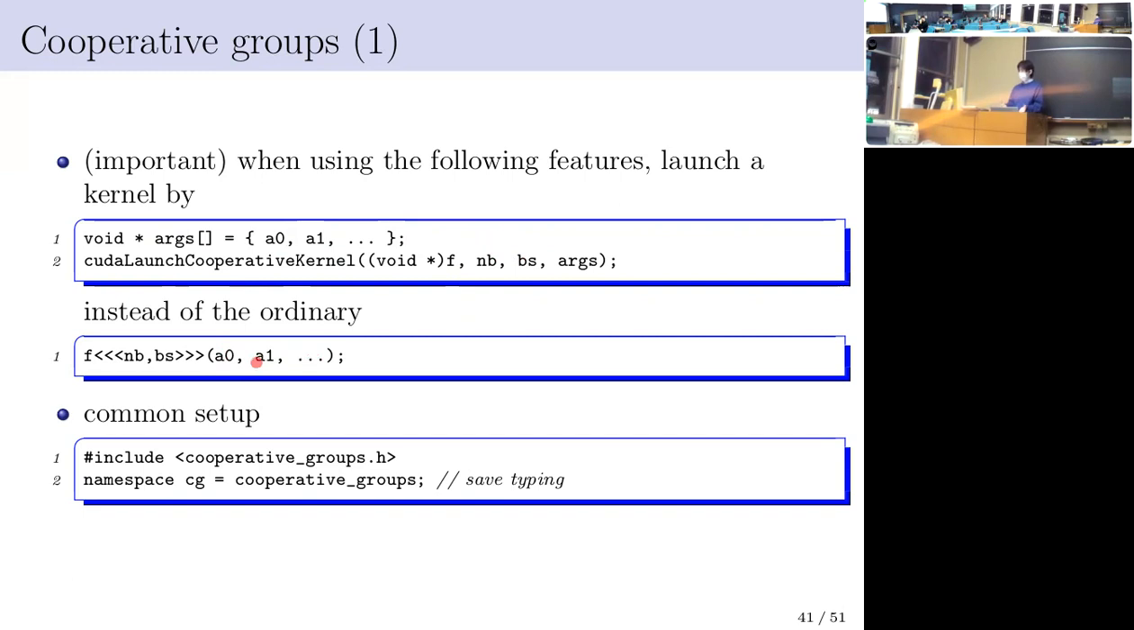So conceptually, they are the same thing, but the subtle difference is that there are some further restrictions about the numbers you can give to these two arguments. So number of blocks and the size of each thread block. But otherwise, they are conceptually the very same thing.